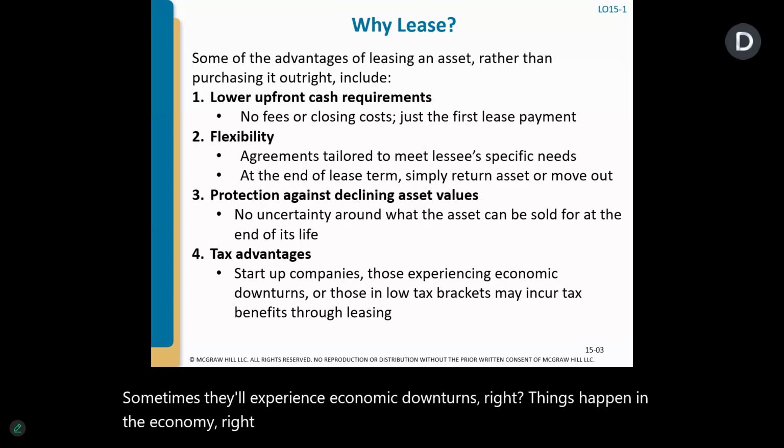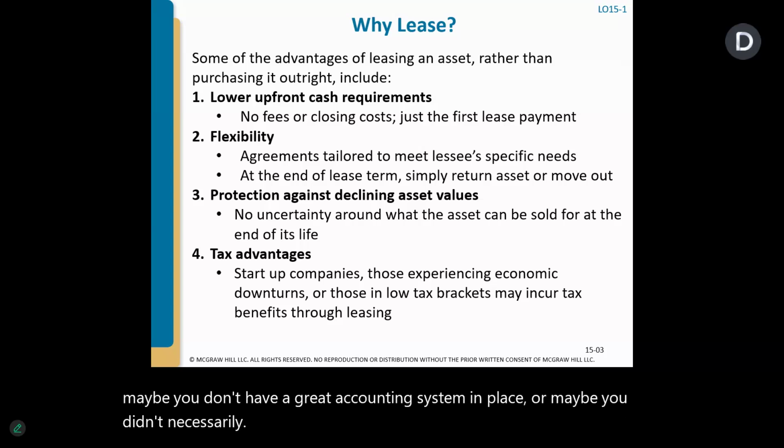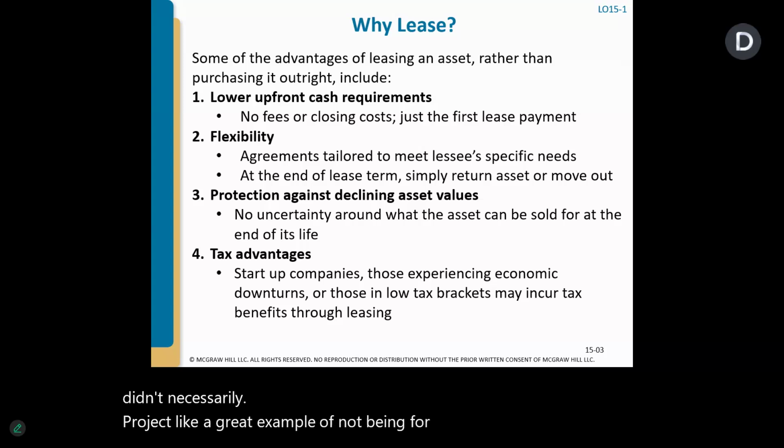You start a business and you might have a great idea, but maybe you don't have a great accounting system in place, or maybe you didn't necessarily project. Like a great example of not being forward thinking would be Blockbuster, right?